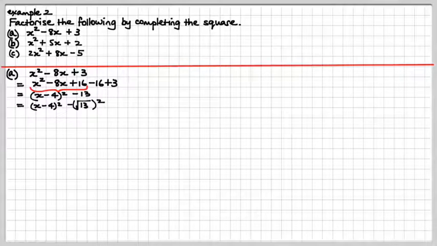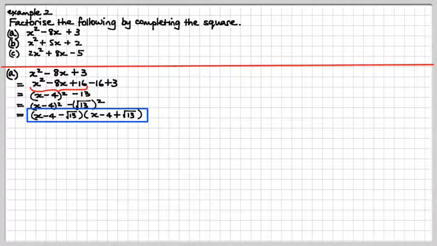Well, that's great if you did, because now I've got a difference of two squares, and I can now factorise that in accordance with the rule for the difference of two squares. It's the first thing minus the second thing, times the first thing plus the second thing, and there's the answer, and thank you, Mr. Box.